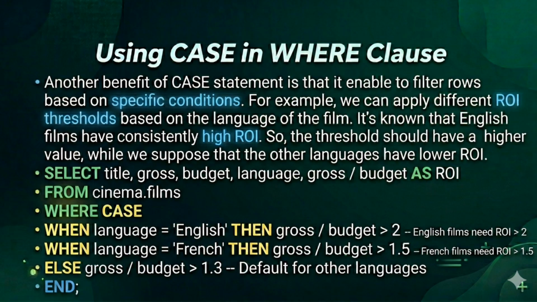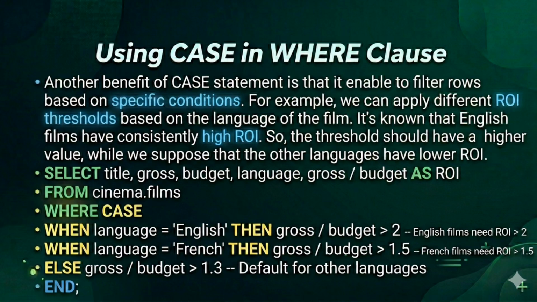Another powerful benefit of the case statement is its ability to filter rows based on specific conditions. For example, imagine we want to apply different ROI thresholds depending on the language of a film. We already know that English films tend to generate consistently high ROI, so we can set a higher threshold for them. On the other hand, films in other languages may have comparatively lower ROI, so we apply different thresholds accordingly. Now, let's look at the query. We start with select title, gross, budget, language, and calculate ROI as gross divided by budget.